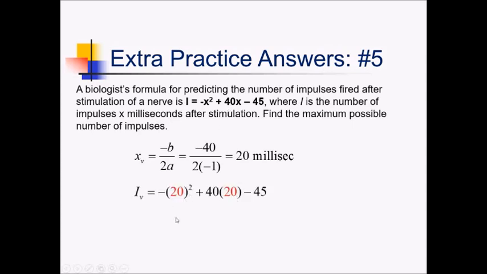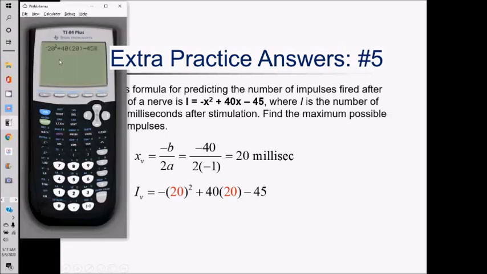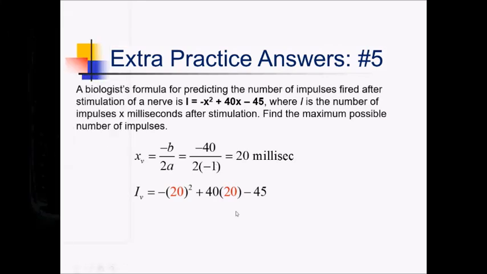Let me do this on the calculator, might as well. So plugging all that in and letting the calculator handle PEMDAS, we end up with 355, and that is impulses.